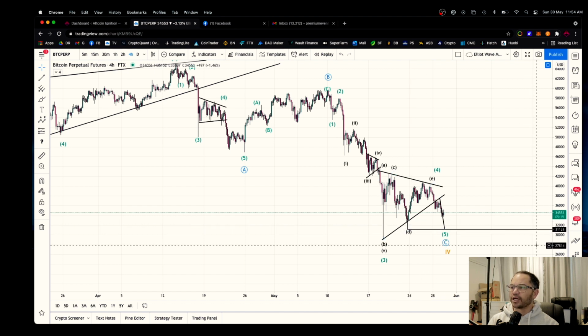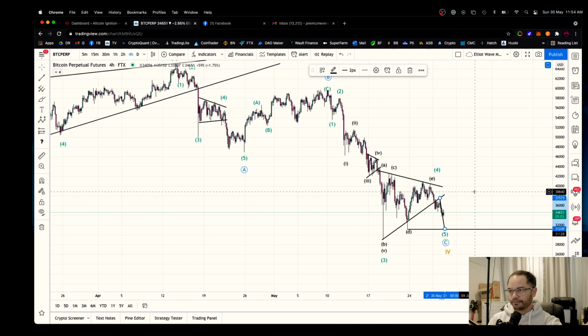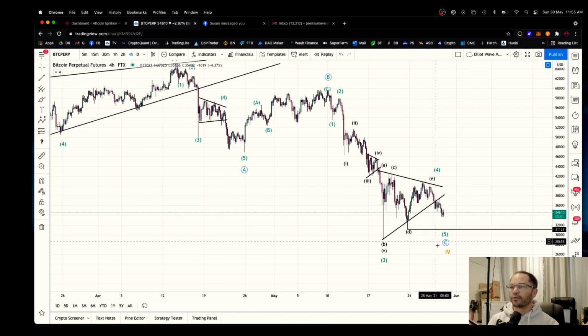So I've marked that on my chart, 31,128. This is on the FTX Bitcoin Perpetual Futures chart, so the price of that swing low will be slightly different depending on what chart you're on. But basically, I'm expecting the bottom to be around there somewhere. We could go a little bit shy of that, we could go a little bit over, but generally that should be the bottom of this move.